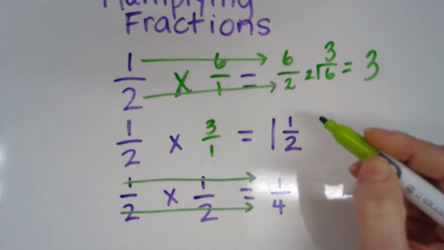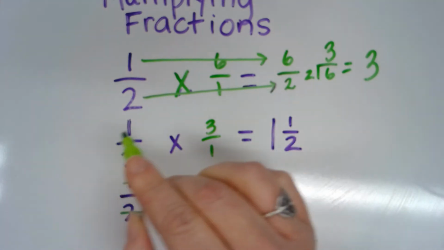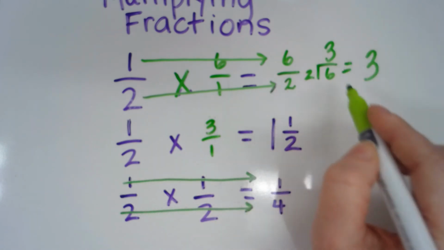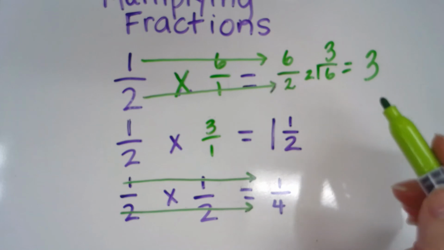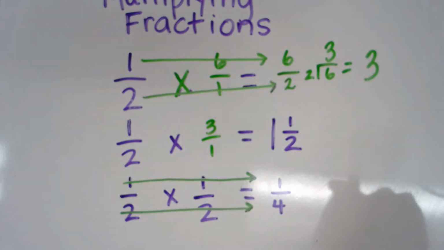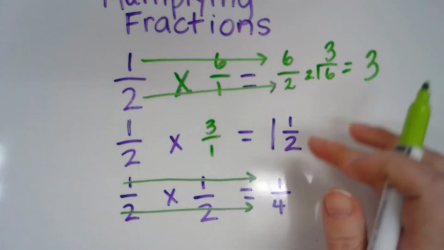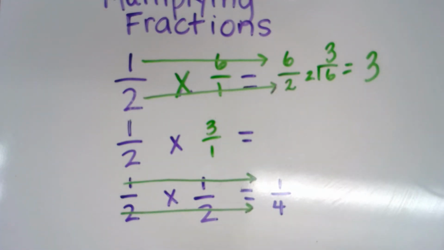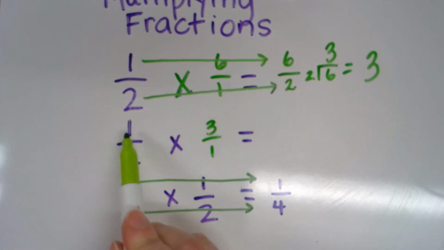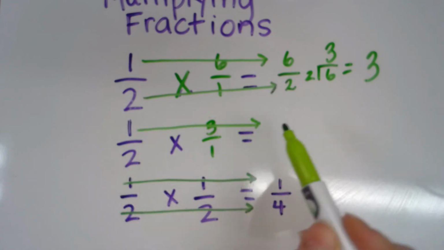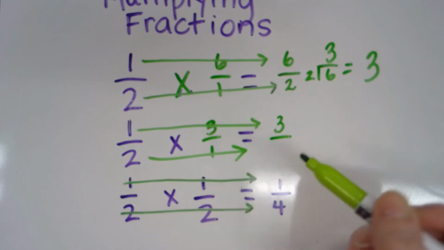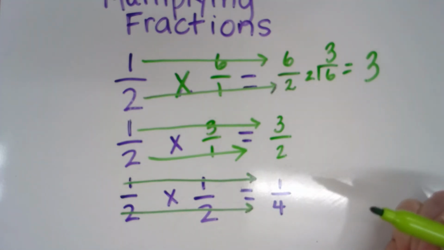Notice we did it with paper clips, but with this procedure of multiplying our numerators and multiplying our denominators, we also arrive at that answer of 3. Let's take a look here and see how we get to 1 1/2 by multiplying your numerators and denominators. Here I have 1 times 3 gives me 3. And here I have 2 times 1 gives me 2.